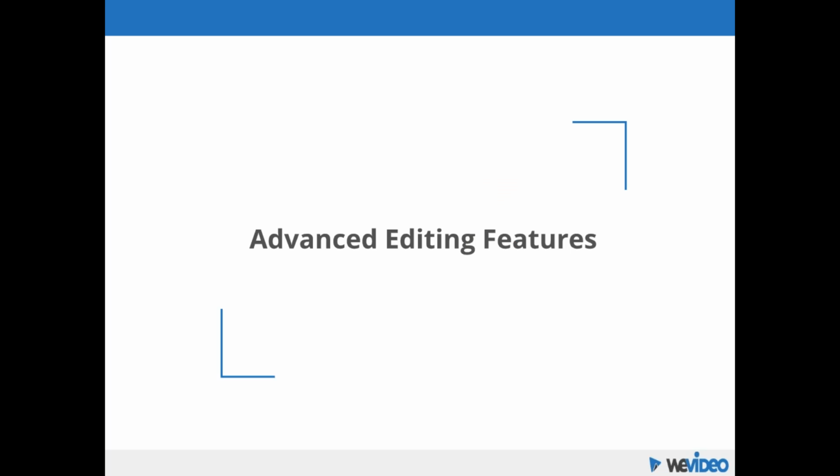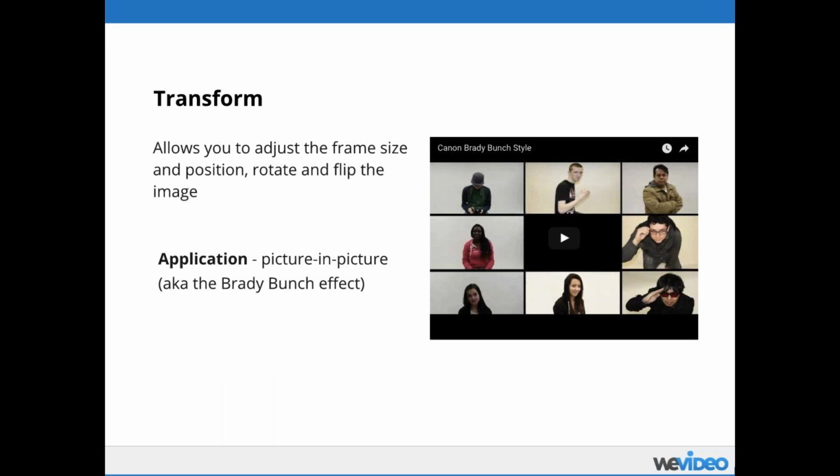Okay, and now we're going to jump into some of the WeVideo advanced features. The first one I wanted to show you is the transform feature. It allows you to achieve something like this, which is the Brady Bunch effect. You can put multiple individuals, multiple videos in a single frame. And in theory, they could even be talking to one another. Basically, the top layer is going to be on top of the background, and then you can layer multiple shots on top of one another in different positions, and then you're going to achieve a picture-in-picture or video-in-video effect.